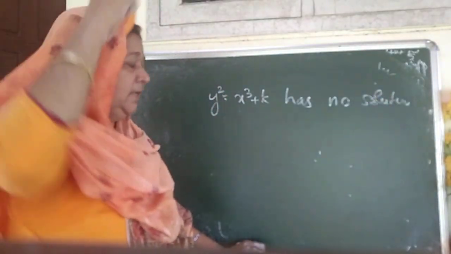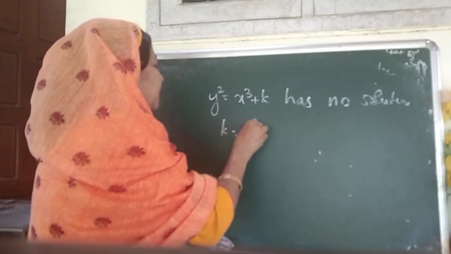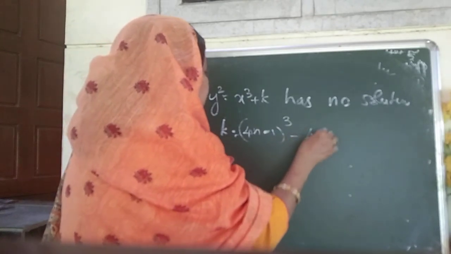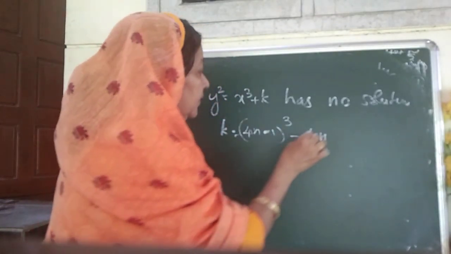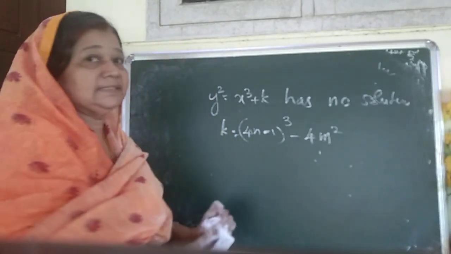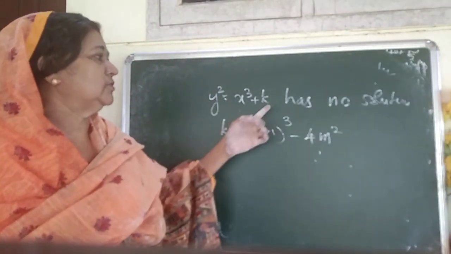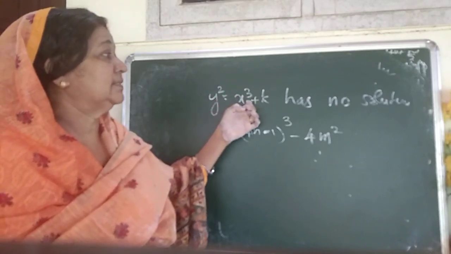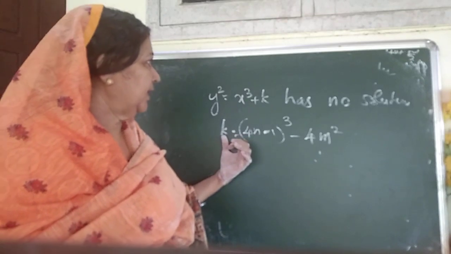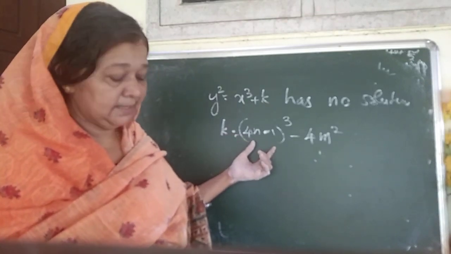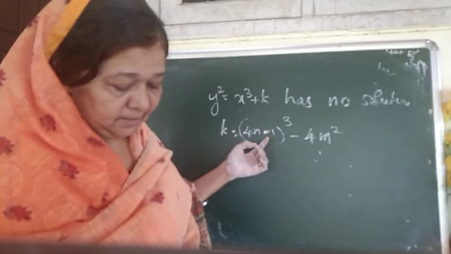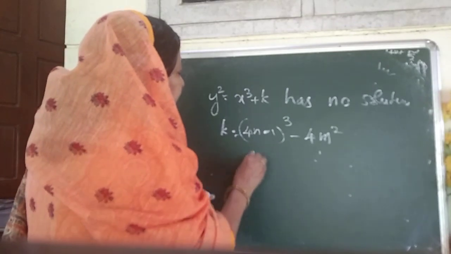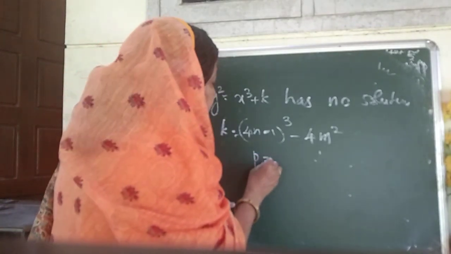If k is of the form (4n minus 1) the whole cube minus 4m square, that is what the theorem states: the Diophantine equation has no solution. That is, y square equals x cube plus k has no solution for k equal to (4n minus 1) the whole cube minus 4m square, where m and n are integers such that there is no prime p congruent to minus 1.